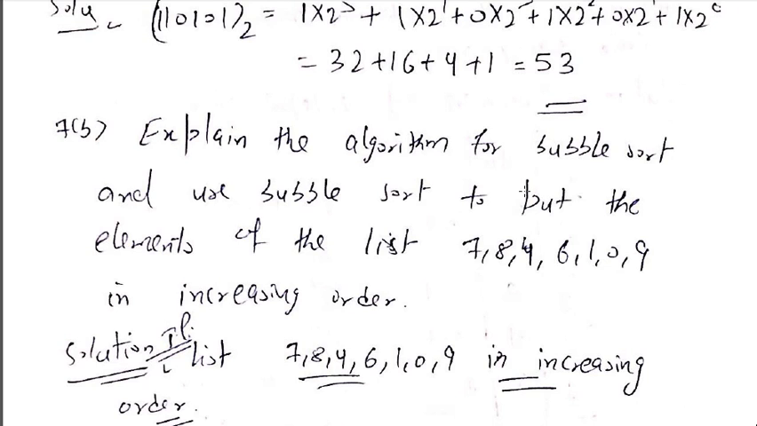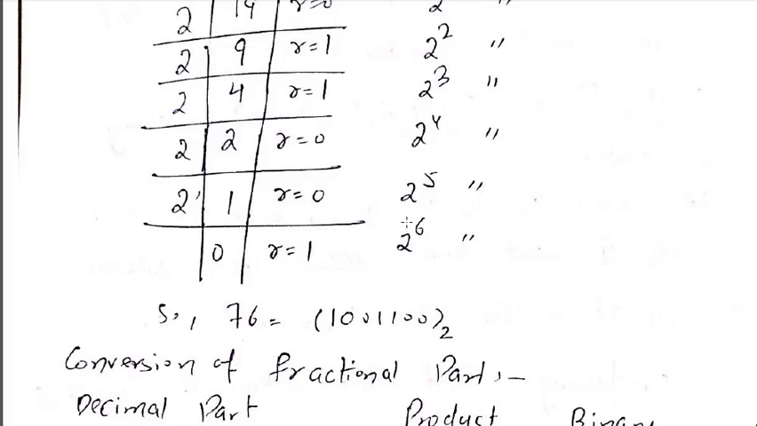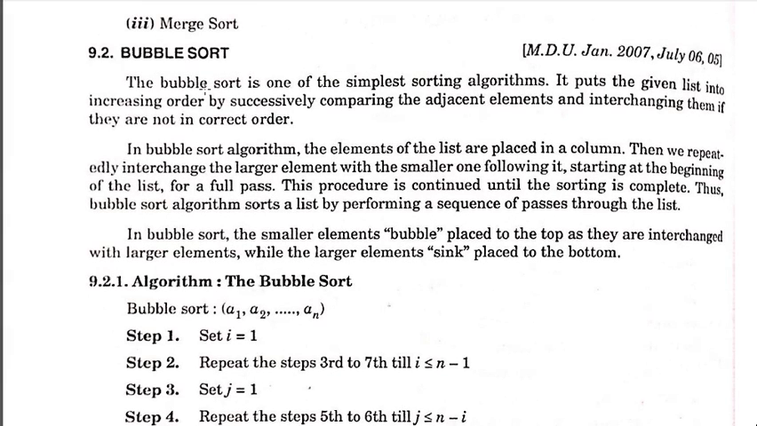Now 7th B part is explain the algorithm for bubble sort and use the bubble sort to put the elements of the list 7, 8, 4, 6, 109 in increasing order. Firstly we will explain the bubble sort algorithm. The bubble sort is one of the simplest sorting algorithms. It puts the given list into increasing order by successively comparing the adjacent elements and interchanging them if they are not in order. So with the help of the bubble sort algorithm, we can convert any list into increasing form by successively comparing the adjacent elements and interchanging them if they are not in correct order, meaning if they are not in increasing order.